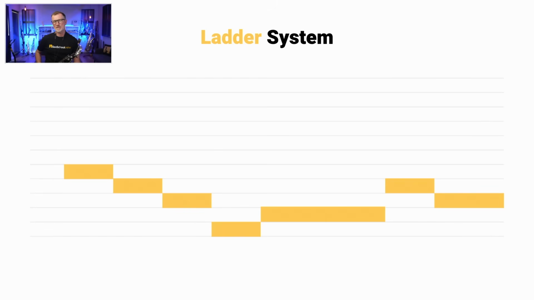So, yeah, have a go at that. So we're starting on the E for the tenor. We're starting on the B for the alto. Up 2 steps.